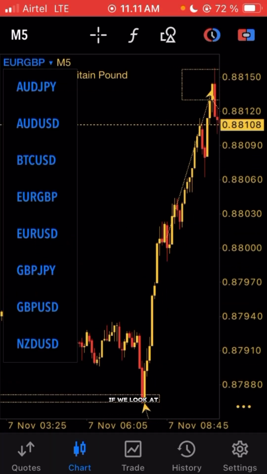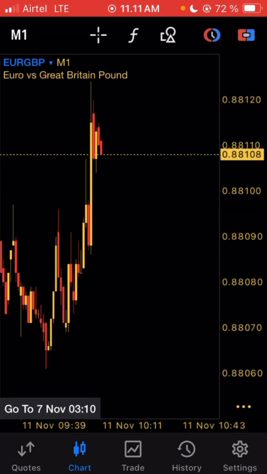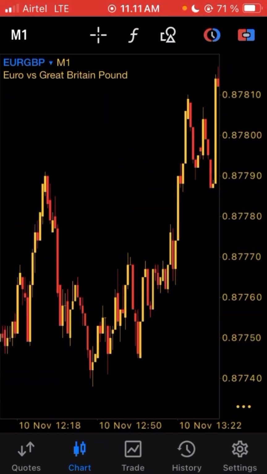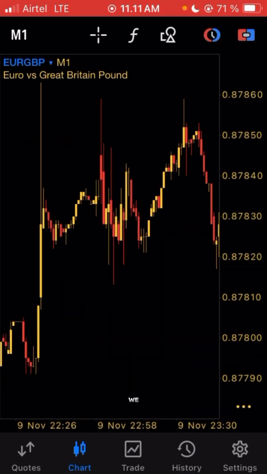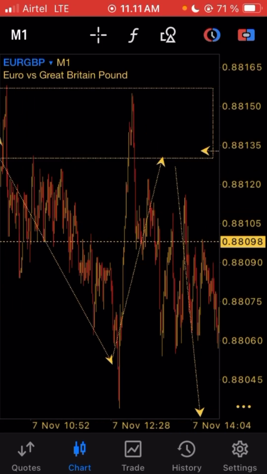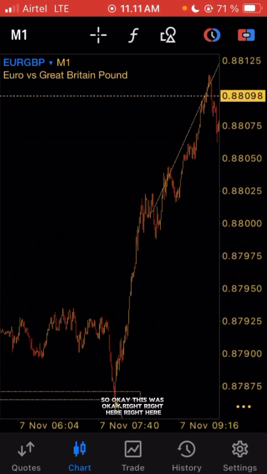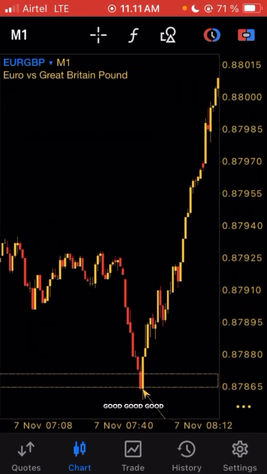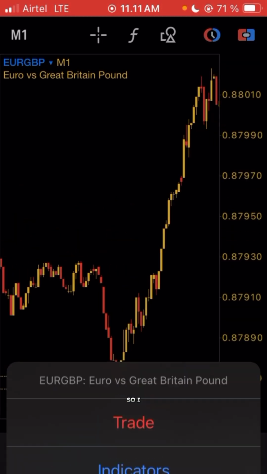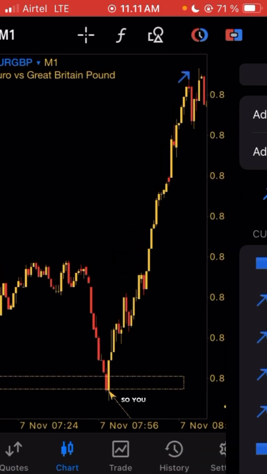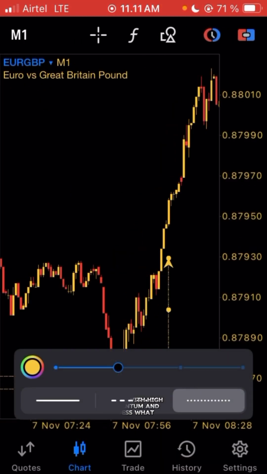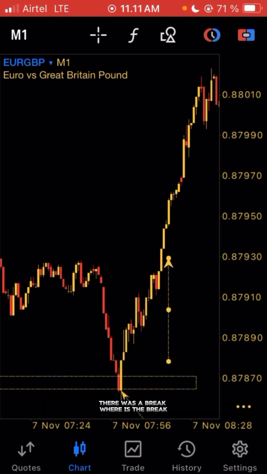If we look at this, there is no momentum shift, but the break is there. We are lost now. Let's see if I can get back. So okay, this was okay, right here. Good. So remember, we're talking about the break, right? So it must come with high momentum. So you can use the first strategy to enter here. We use it with high momentum, and guess what? There was a break.